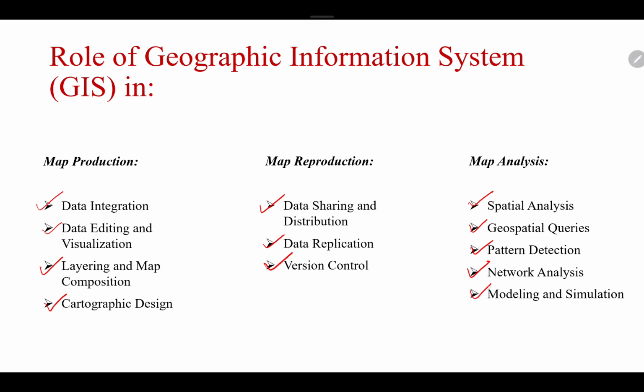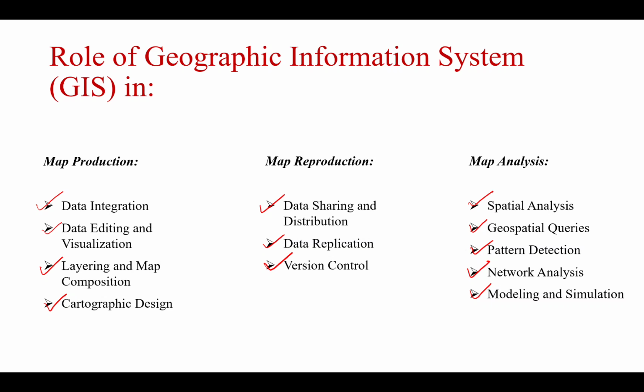Then we have modeling and simulation. So GIS can be used for modeling and simulation to predict potential scenarios, such as urban growth, flood modeling, or the spread of disease, aiding in decision making and planning. So I can basically make a model and simulate a particular instance.